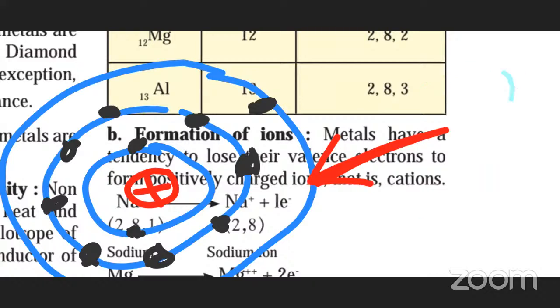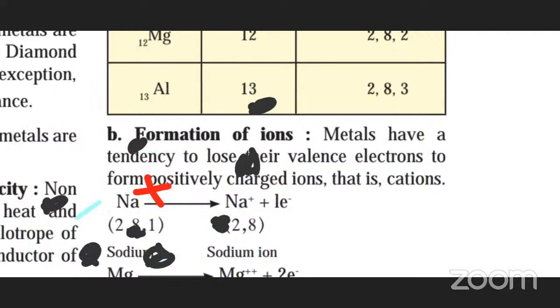Yes, very good. So here only one electron is there in the valence shell. The number of valence electrons is 1. So I hope you have understood now.